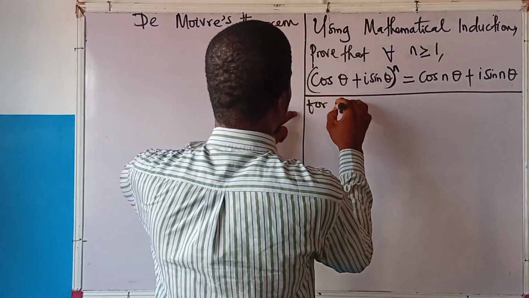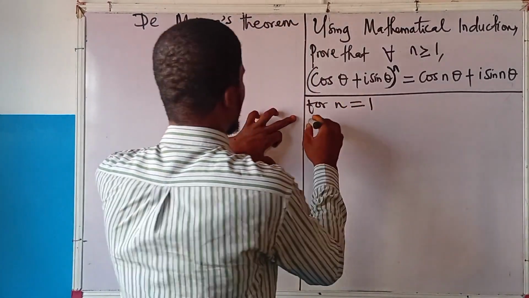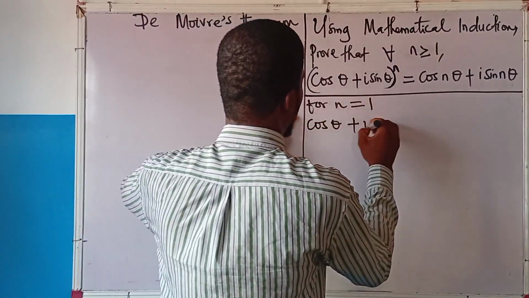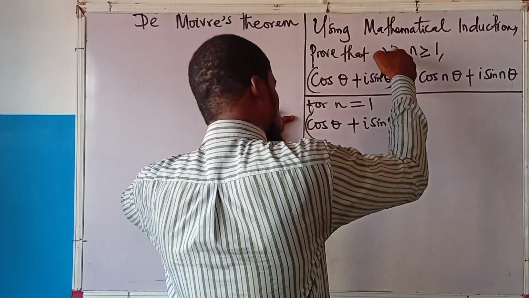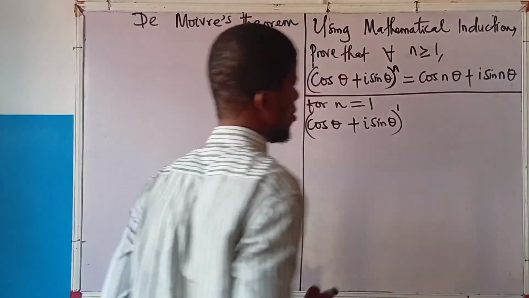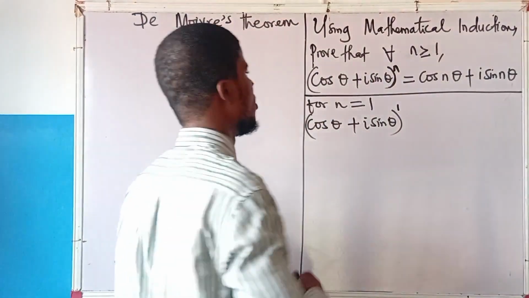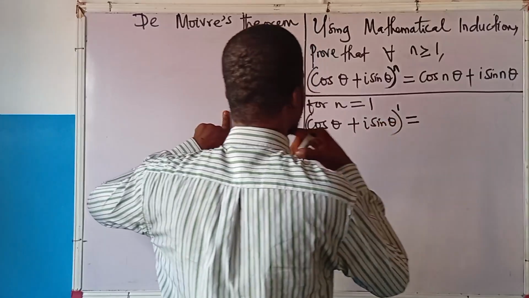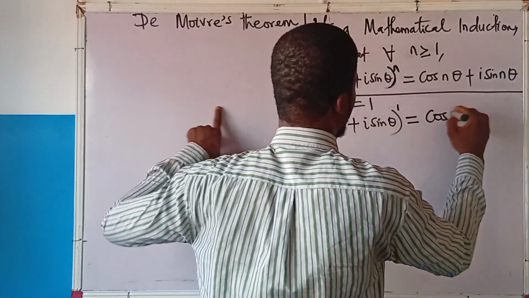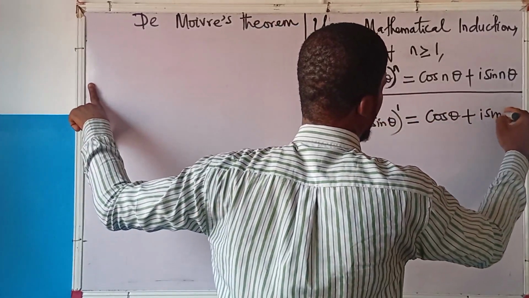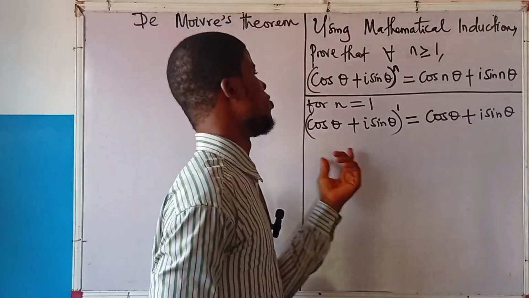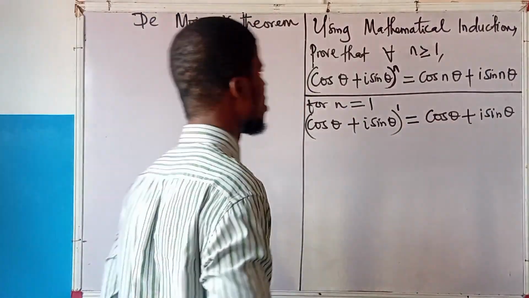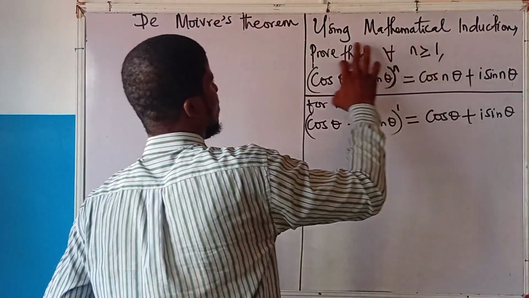So for n equal to 1, (cos theta plus i sin theta) to the power of 1. What will it give me? It will give me cos theta plus i sin theta. You agree with me? Yes. Because anything raised to power 1 is that thing. So this is for n equal to 1 at the left hand side.